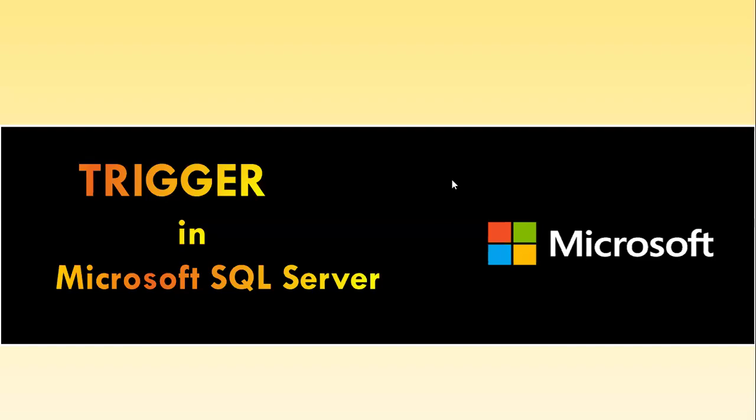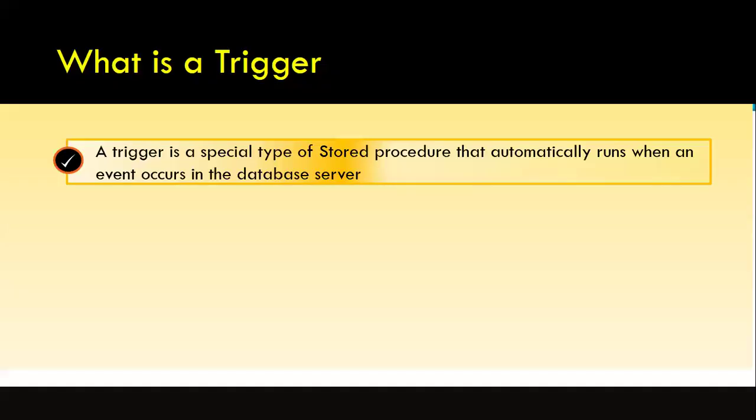Triggers in SQL Server. What do you mean by triggers? A trigger is also kind of a stored procedure, using which you can automate. It automatically runs whenever an event occurs in your database server. So whenever an event occurs, the stored procedure will get triggered.